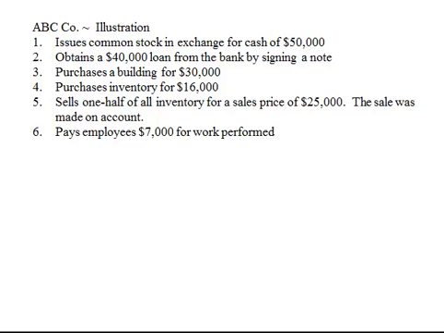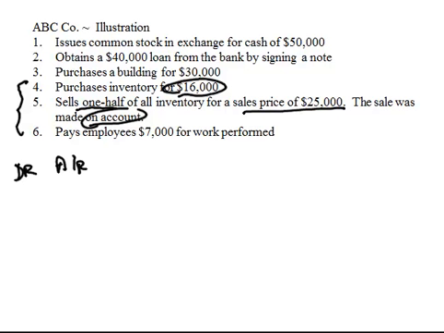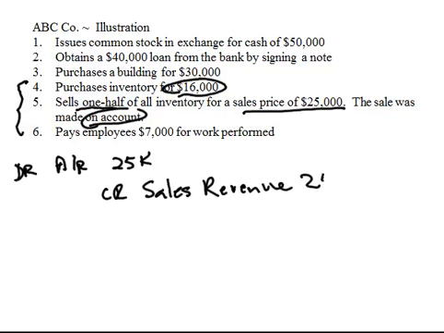Let's focus on the revenue and expense generating activities. Those are transactions 4, 5, and 6. In transaction 4, we acquired inventory at a cost of $16,000. In transaction 5, we sold 1/2 of that inventory for a sale price of $25,000 on account. The two journal entries were debit accounts receivable for the sale price and a credit to sales revenue for the sale price.